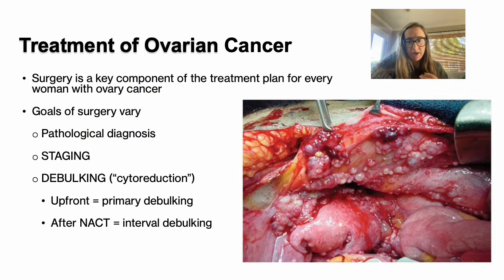So, treatment of ovarian cancer. We won't go into the nitty-gritty of the treatment, but surgery is a key component. And the goal of surgery, like we talked about, is staging versus debulking, depending on how much disease is there. Up front, we call it a primary debulking. The alternative is if you do not feel like you can resect all of the disease up front, they can get chemotherapy. We call it neoadjuvant chemotherapy. And then they'll get about 3 cycles, and then you attempt an interval debulking at that time.